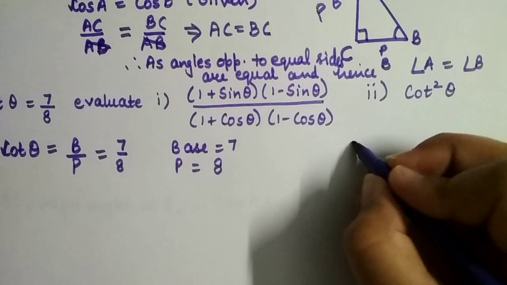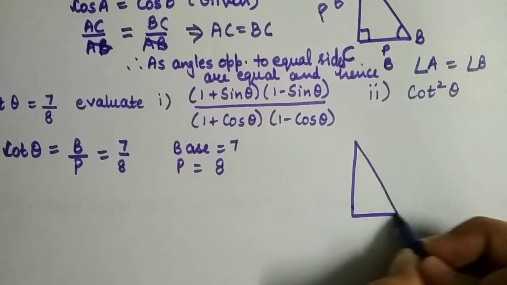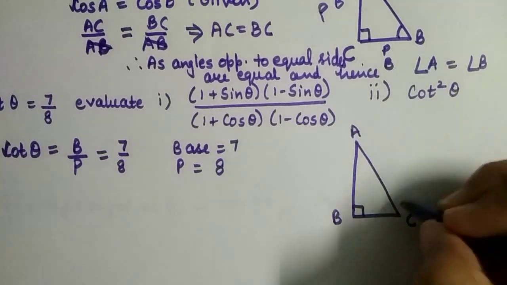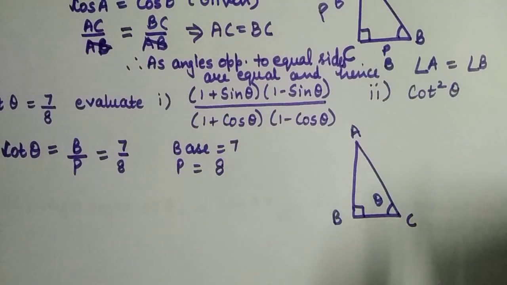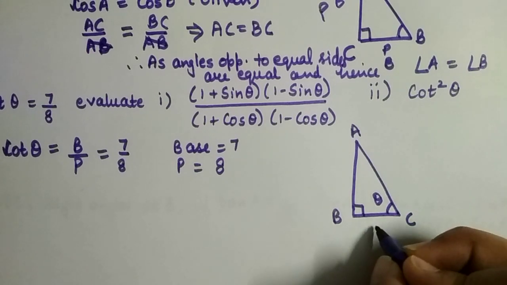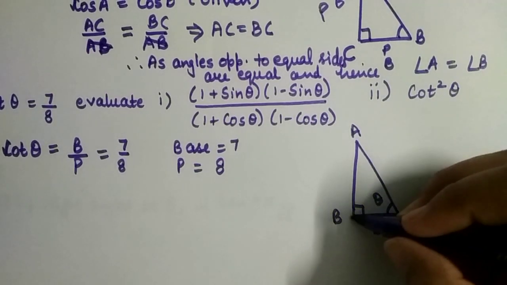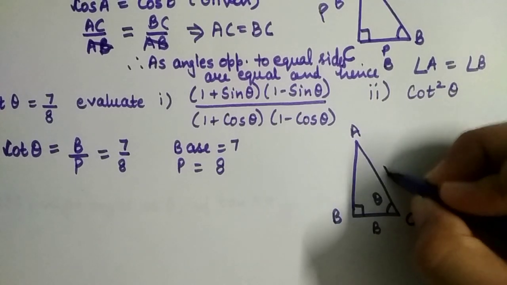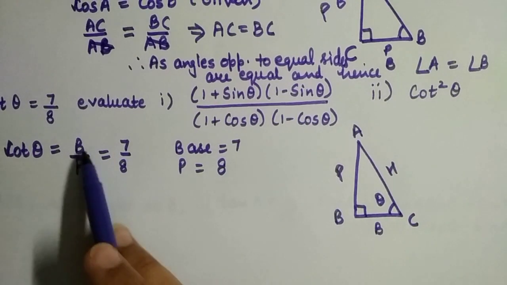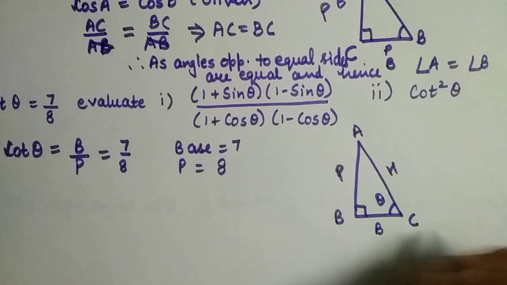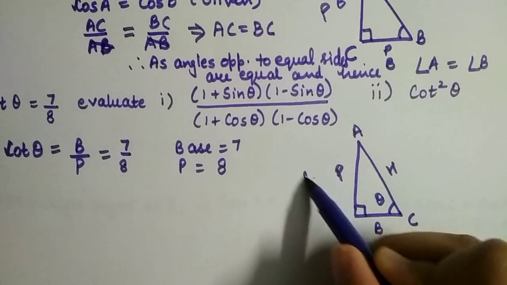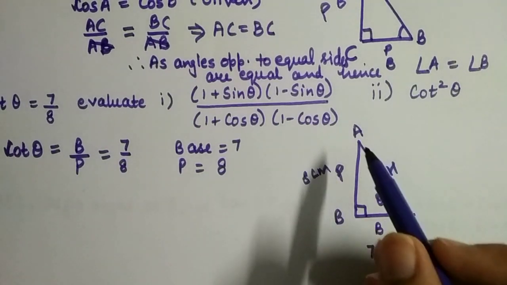It means base is 7 and perpendicular is 8. So we can construct a triangle. Let this be the triangle A, B, C, and let angle C be theta. If we consider this triangle, then our base is BC, hypotenuse is opposite to the 90 degree angle, that is AC, and perpendicular is AB. It is given that base upon perpendicular is 7/8. It means BC is 7 centimeter and perpendicular, that is AB, is 8 centimeter. We need to find out AC.